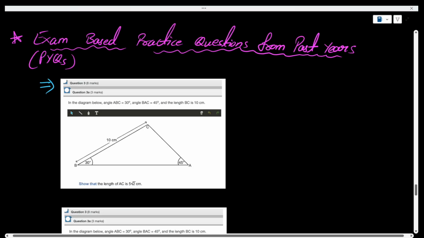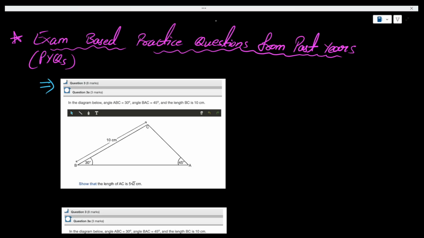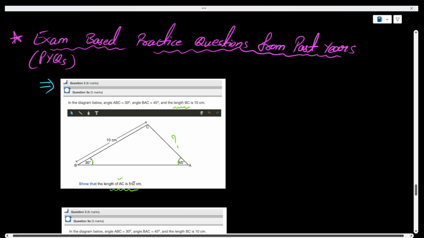Now this is your past paper based question. What is there in the first question? It says in the diagram below, the angle ABC is given as 30 degrees, angle BAC is given as 45 degrees. The BC length is given here. We need to prove that the AC length is 5 root 2. So it's already given, that means in the follow-up question you are going to use the AC length. They don't want you to go wrong. That's why you need to show that. Now to show that, 30 degrees is known and the opposite side is unknown. Similarly, for 45 degrees the opposite side is known. Whenever this is the case, you are going to use the sine rule.